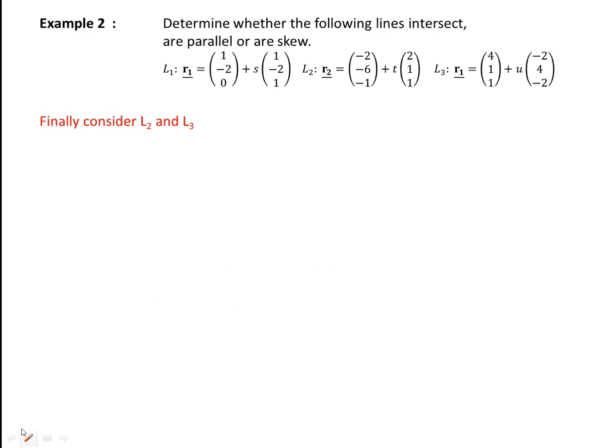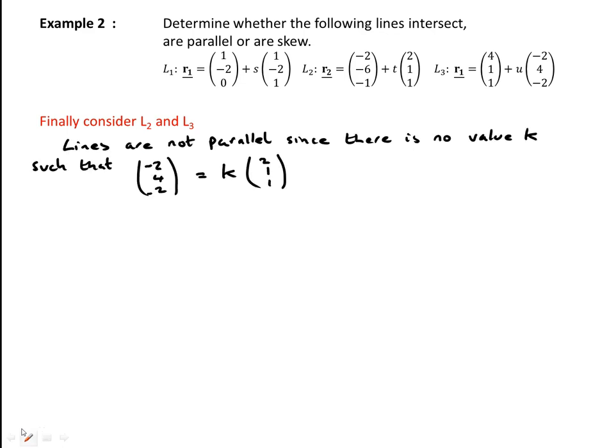Finally, let's consider the lines L2 and L3. First of all, the lines aren't parallel because we can't find a value of k so that (minus 2, 4, minus 2), which is the direction vector of L3, is a multiple of (2, 1, 1), which is the direction vector of L2. So the lines are certainly not parallel.